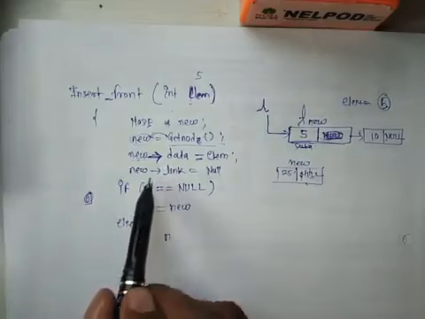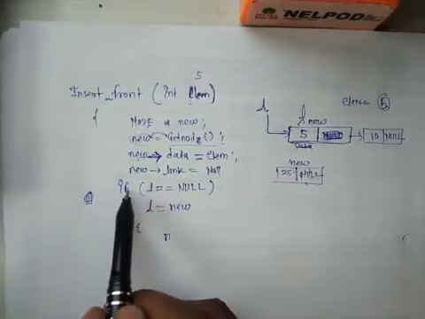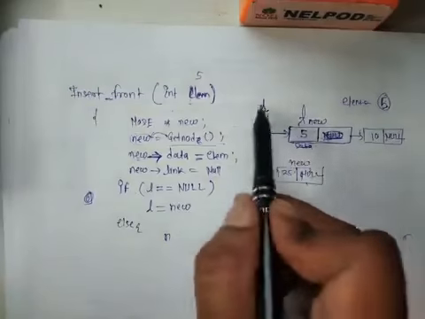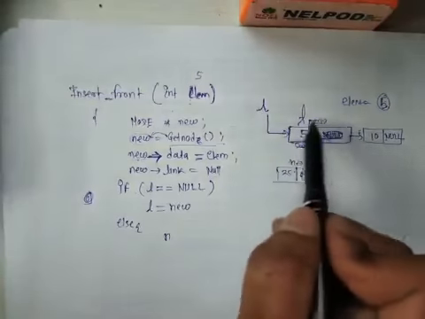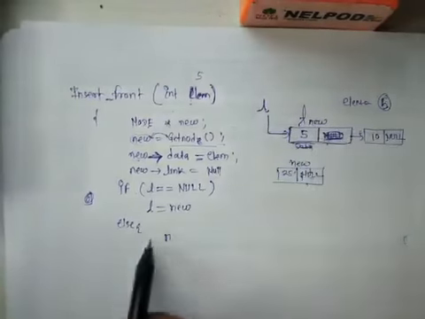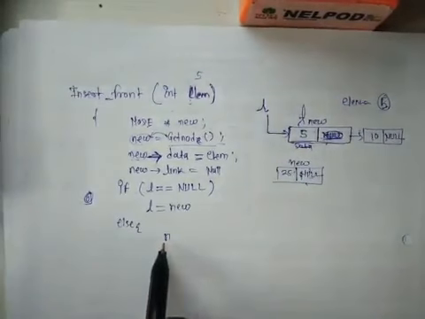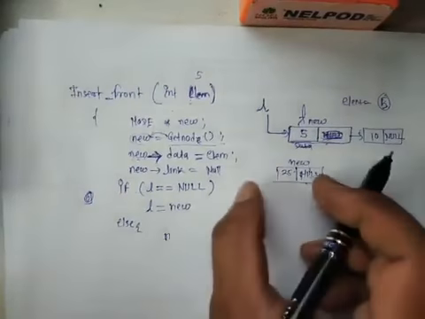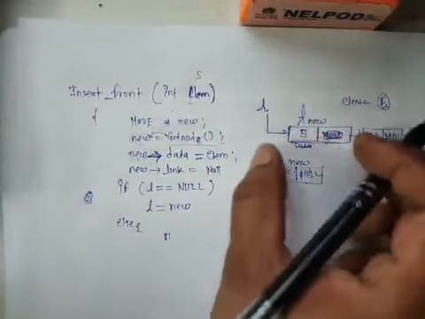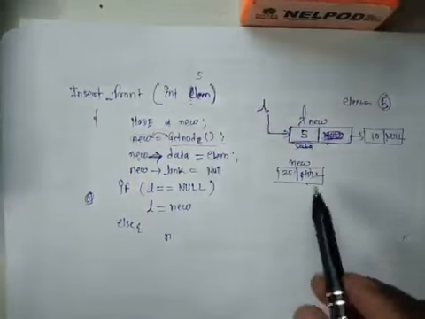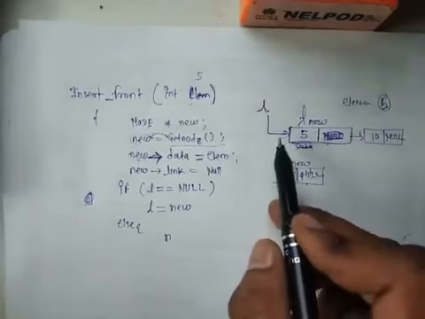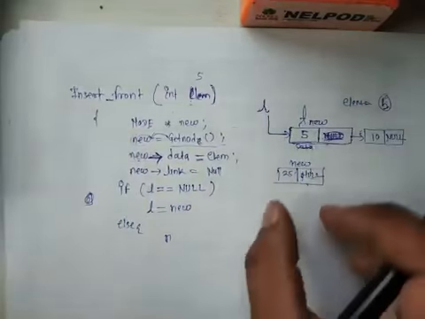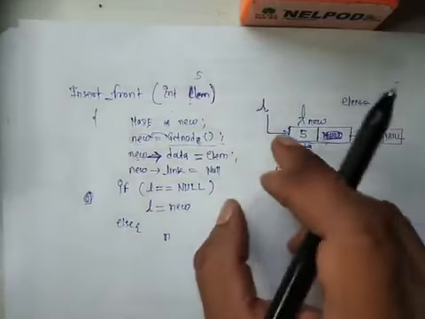Now after that, let's check if L is equal to null. No, L is holding the address of this node, so it is not null. So it will jump to the else part. In the else part, what I am going to do is insert this node at the beginning of this linked list. That means the sequence I want is 25 first, then 5 and then 10. Are you getting me? So I want to insert this 25 at the beginning of this list.